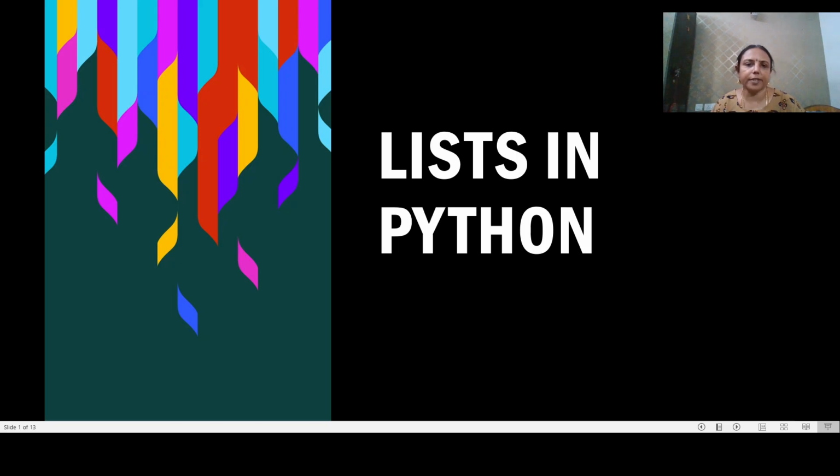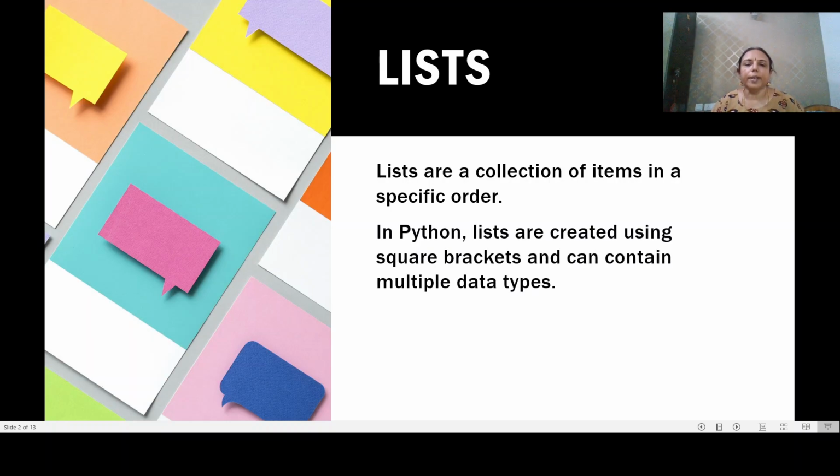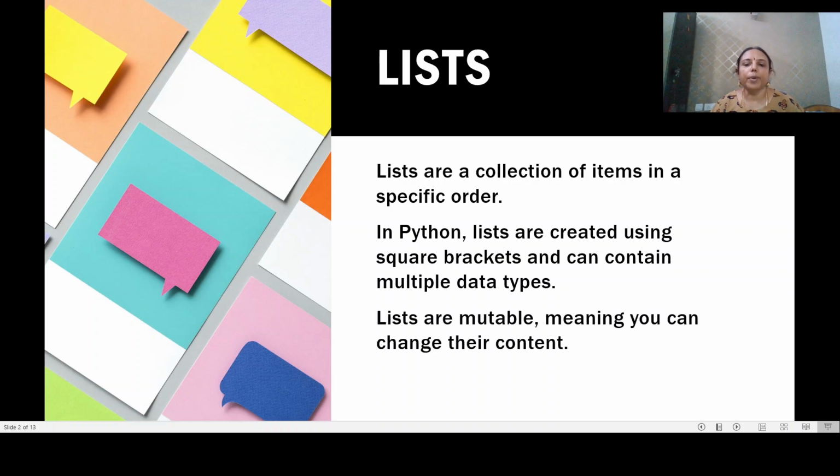In this video, I am going to discuss how to create a list and what operations you can perform on the list. So what is a list? A list is a collection of items in a particular, specific order. In Python, you can create a list using square brackets and it can contain multiple data types. Lists are mutable, which means that you can change their content.